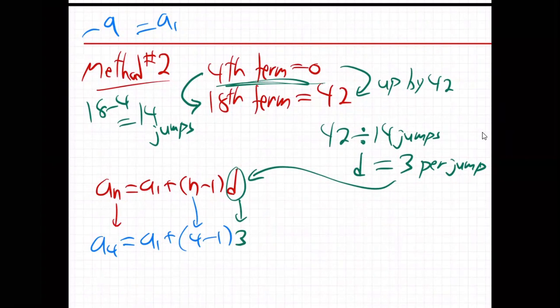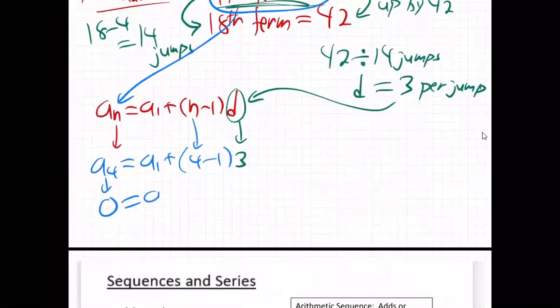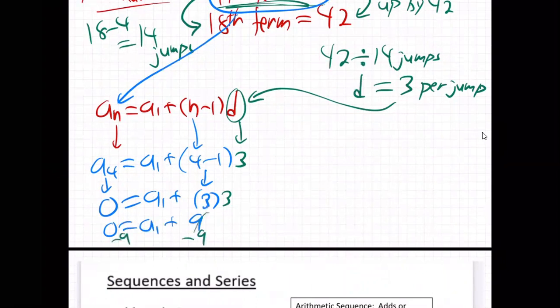I'm just plugging in 4, taking this fourth term is 0. a sub 4 is 0. So 0 is a1 plus, 4 minus 1 is 3, times 3. 0 is a1 plus 9. And then you just subtract 9 on both sides. Boom, boom. a1 is minus 9. So there we go.